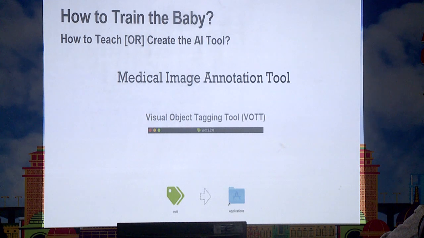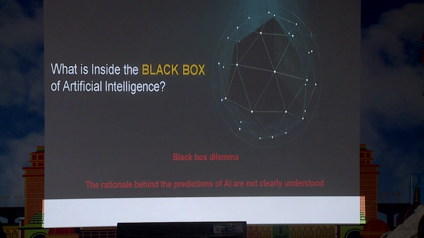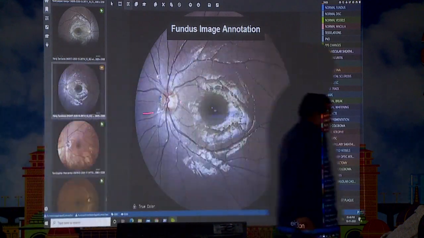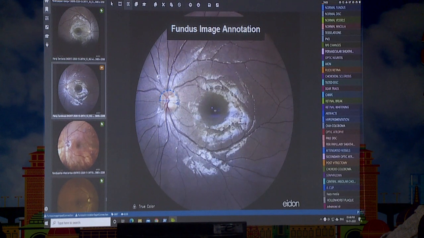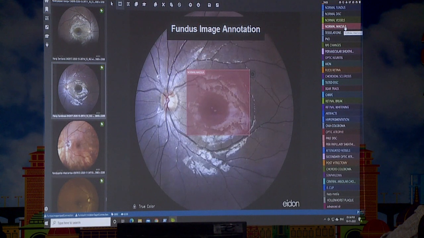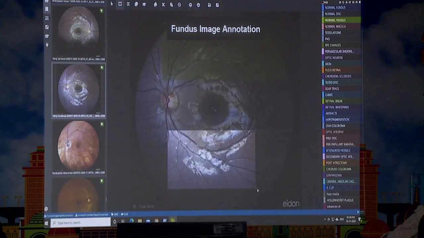So how did we create our artificial intelligence baby? We annotated, because there is something called the black box dilemma: why the AI tool predicts the way it predicts, nobody really knows. That's the black box dilemma, which we wanted to break by bringing in two human interfaces. Human marks it, the machine processes it, and again the humans validate whether it's right or not. You can see the annotation is done by humans. We teach the machine what is the disc, what is the cup, and where is the macular area. This is a human guiding the machine on where to look. That's why we are trying to break the black box dilemma.